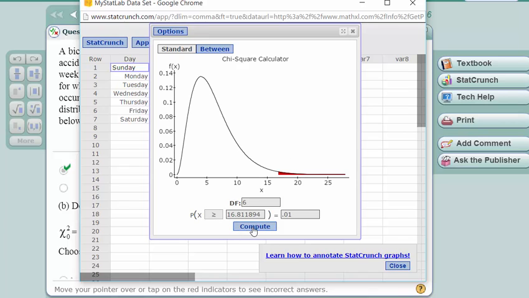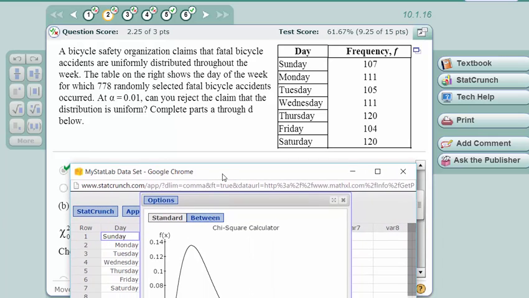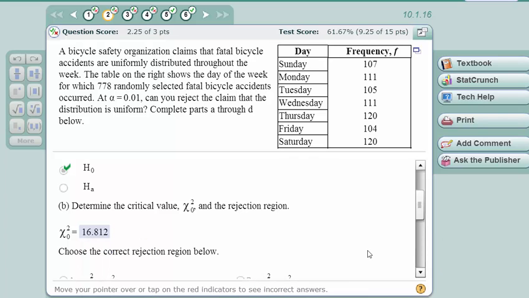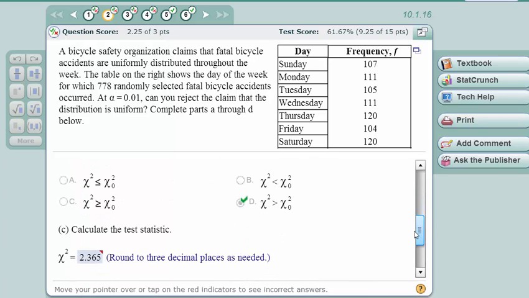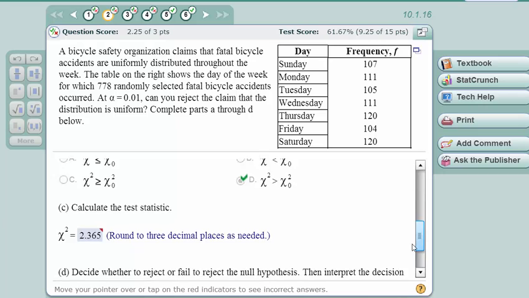I hit compute, and it shows that the critical value of chi-square is 16.812 rounded. And I think, yes, that's the answer that is correct, as shown in my stat lab. Okay, let's go down to the next thing. And it asks for the correct rejection region. We know it's right tail, so it's got to be that answer there. That the test statistic, if it's greater than the critical value, that means to the right, that's the rejection zone.